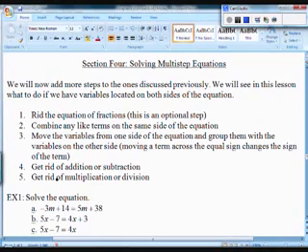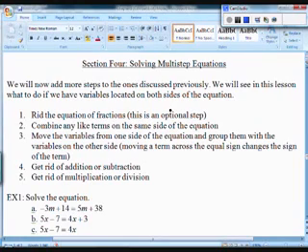Step number 1. Clear the equation of fractions. If you don't mind working with fractions, you can leave them in there. It does say next to it this is an optional step. You don't have to do it. But step 1, get rid of fractions. Step 2 says combine any like terms on the same side of the equation. Clean up the same side.